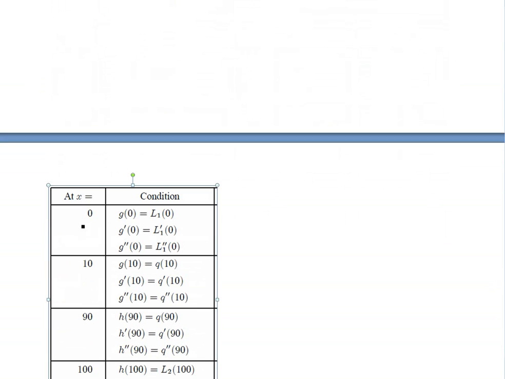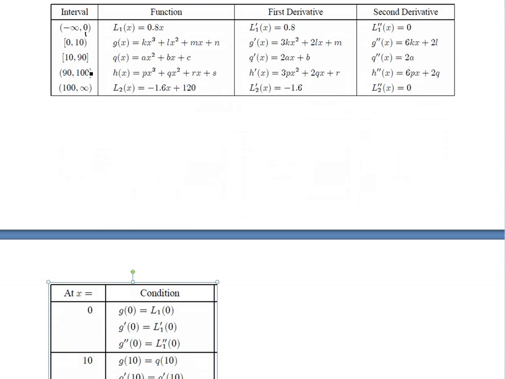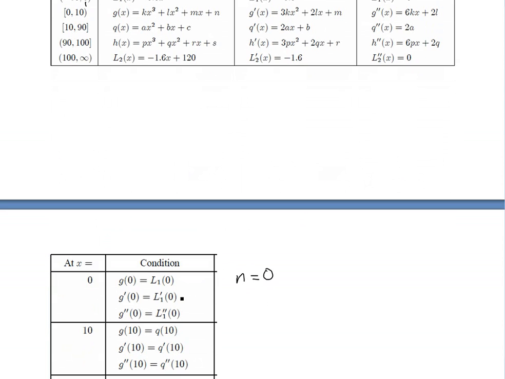So basically at x equals 0, g of 0 and L1 of 0 have to be equal. This is basically the cubic, it's the straight lines. If you were to write this one out, remember g of 0 is just this function right here. If we look above and plug in 0, we get n, which equals the right side, L1 of 0. Plug that in, we get 0. So we get n is equal to 0. That's what we found out.